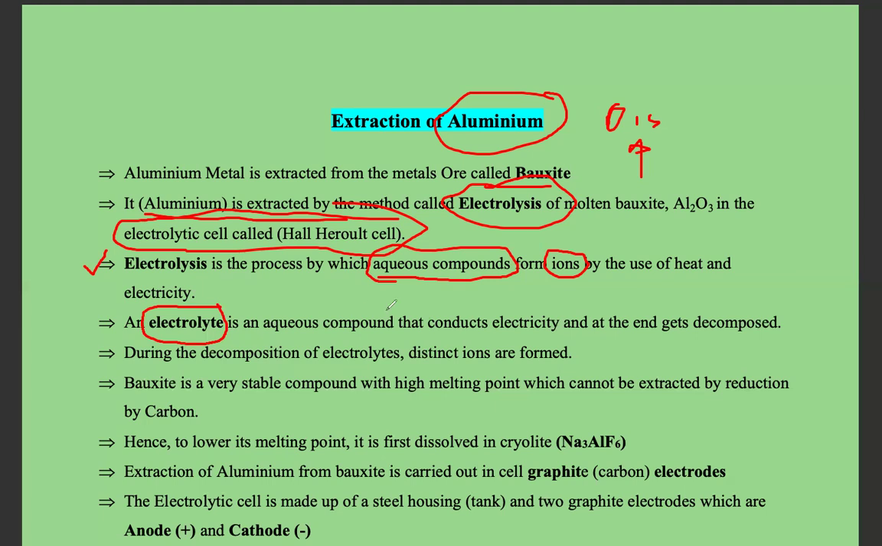So an electrolyte is an aqueous solution that conducts electricity, or allows electricity to pass through it, and at the end of the day it decomposes and forms ions. So that's one thing you need to understand. During the electrolysis, when electricity passes through this dissolved aluminium oxide, it's going to conduct electricity, and at the end of the day it is going to get decomposed, or separate into different ions.